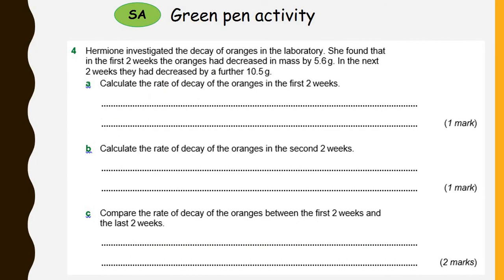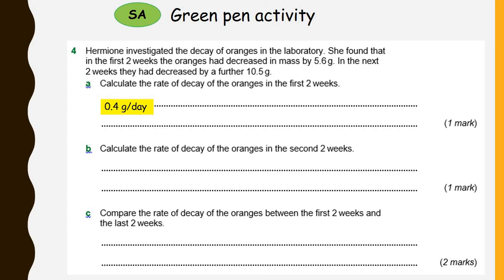Molly investigated the decay of oranges in the lab. She found that in the first 2 weeks, the oranges had decreased in mass by 5.6 grams. In the next 2 weeks, they had decreased by a further 10.5 grams. Calculate the rate of decay of the oranges in the first 2 weeks. 0.4 grams per day.